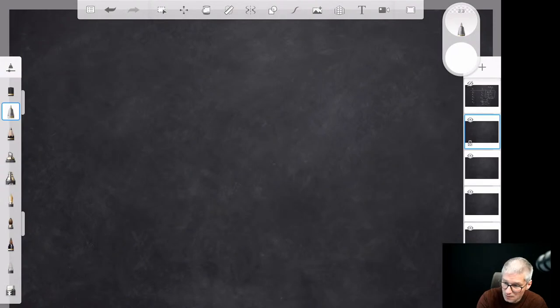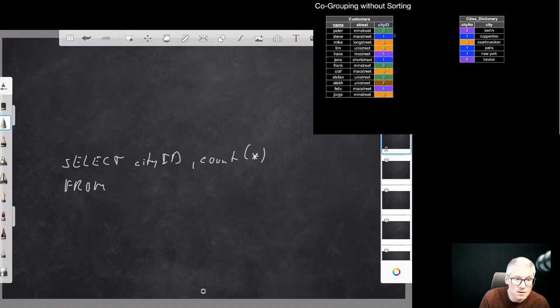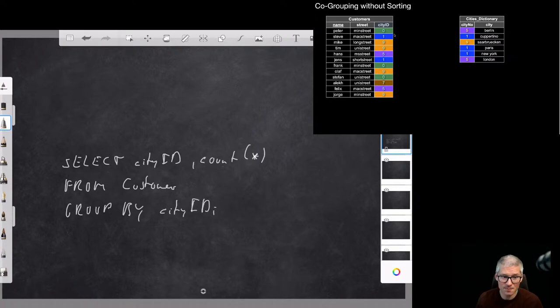I can write that down in SQL again as a little refresher. I could say, we write something like: select city ID, count star from customers group by city ID. I hope you remember from your undergrad class what it does. It horizontally partitions this relation based on this grouping key. The grouping key is city ID. So basically, that is a key used for horizontal partitioning.